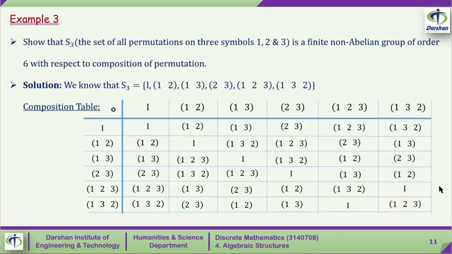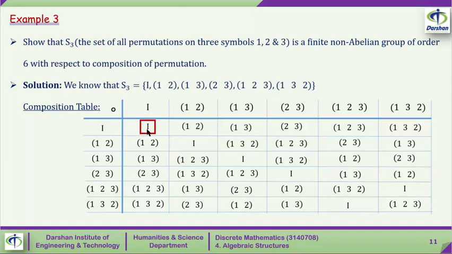So this is the composition table. These values are found in rough first, then written in the composition table. So in the composition table we observe that all these entries are from S3. So S3 is closed under composition.